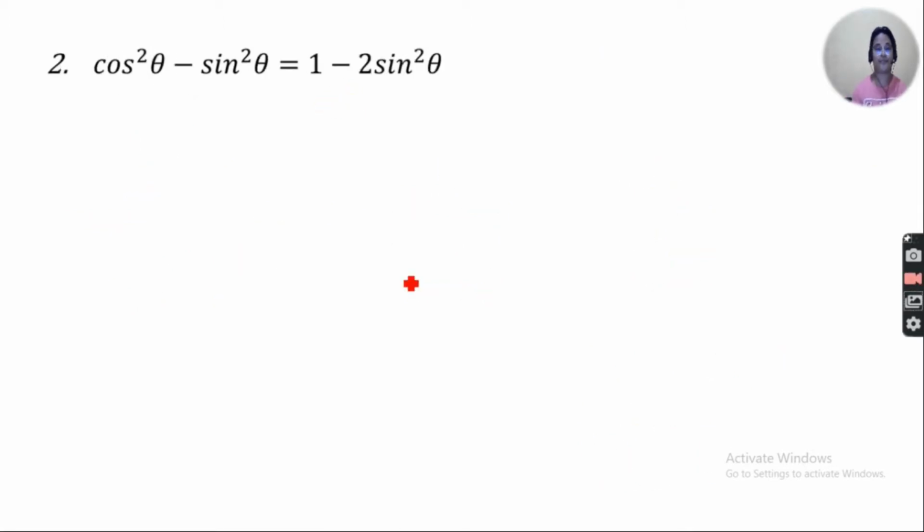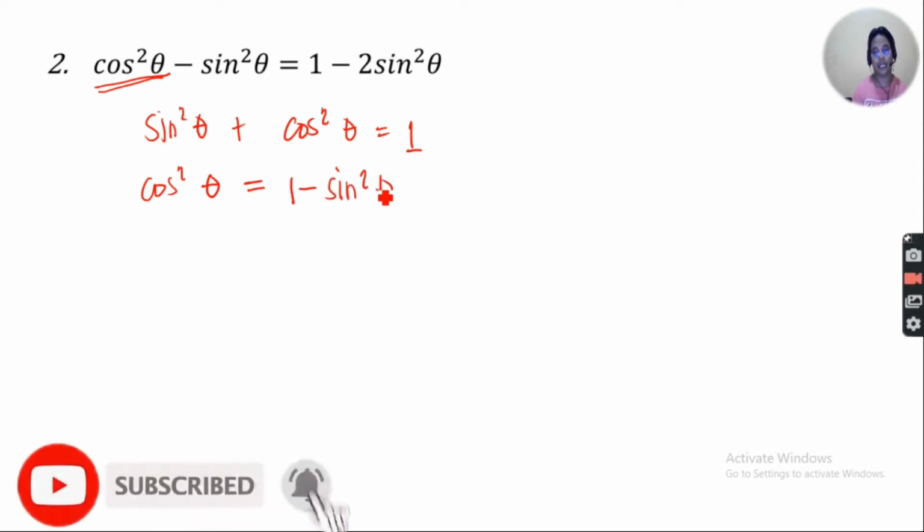Okay, so number 2 na po tayo. So, we have cosine squared theta minus sine squared theta is equal to 1 minus 2 sine squared theta. So, ang gagawin po natin dito sa item na to, yung cosine squared theta, equate natin siya into Pythagorean identity. So, di ba? Sine squared theta plus cosine squared theta is equal to 1 po. So, ang mangyayari, cosine squared theta is equal to 1 minus sine squared theta. So, magiging 1 minus sine squared theta na po.